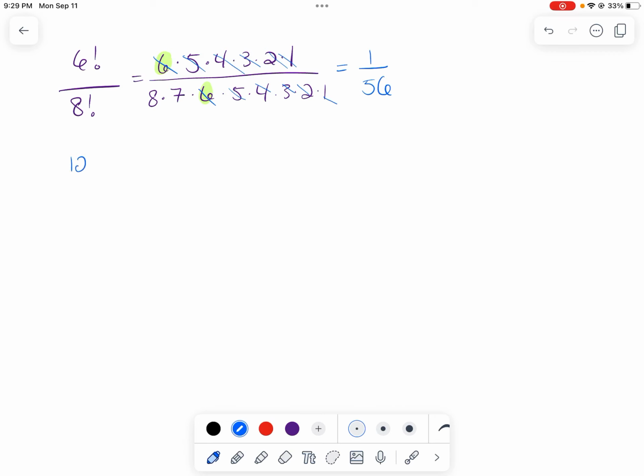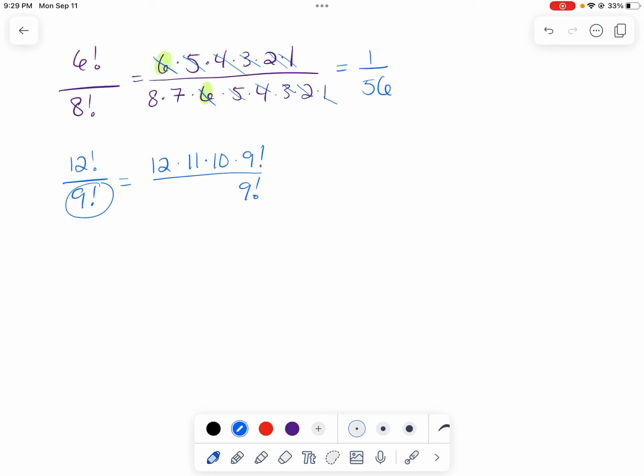So I want you to pause the video and see if you can figure out 12 factorial divided by 9 factorial. So take a minute on your own, see if you can figure that out. And then when you come back, unpause, and I will do it out for you. So up here, it's 12 times 11 times 10 times 9. And I could go all the way down to 1, but I actually am going to stop there because I see that down here we have 9 factorial.